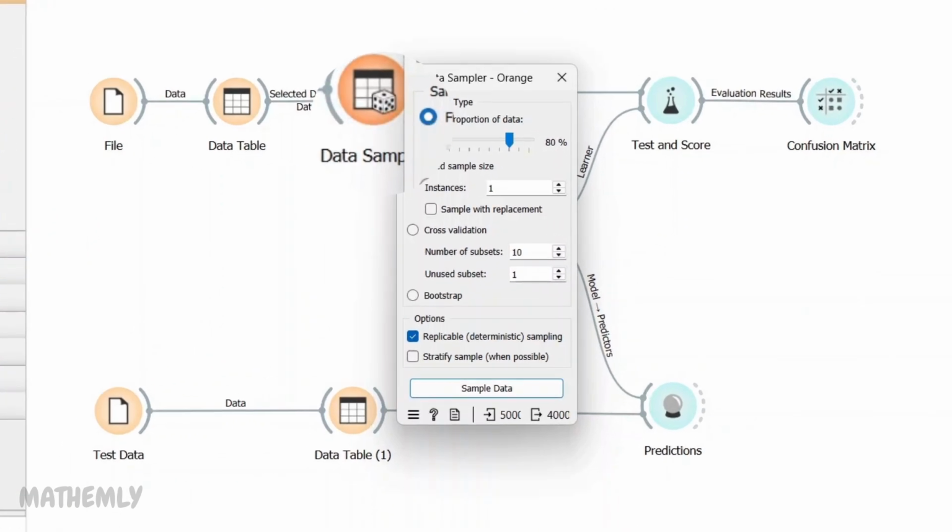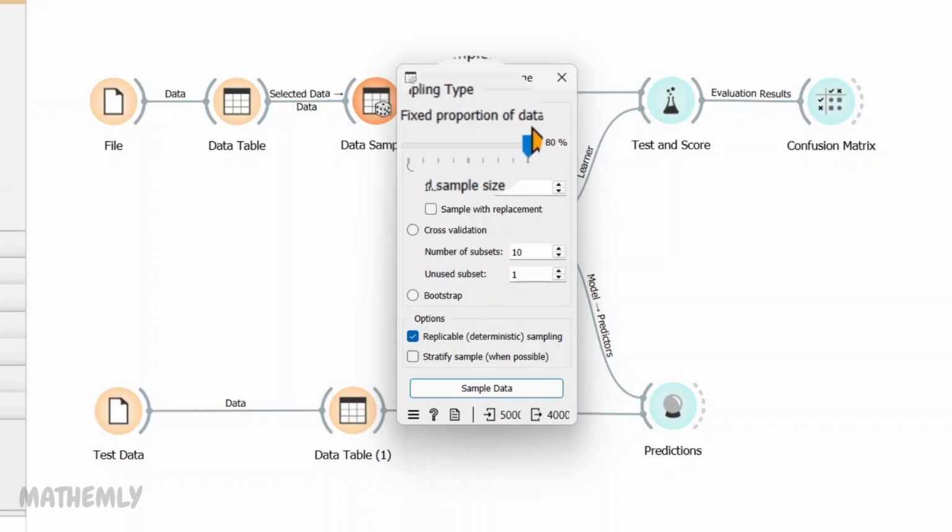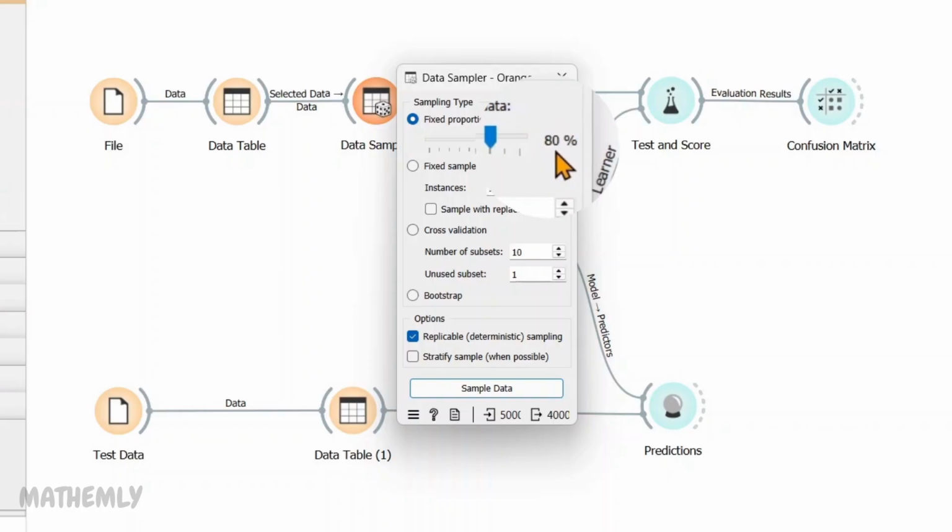I have chosen the fixed proportion sampling type, meaning a predefined percentage of the dataset is used for training. I have set the proportion to 80%, meaning 80% of the data, or 4,000 instances, is used for training the model, and 20% of the data, or 1,000 instances, is reserved for testing the model's performance. With this sampling setup, we ensure that our SVM model is trained on sufficient data while still being tested on new unseen cases to measure its predictive accuracy.